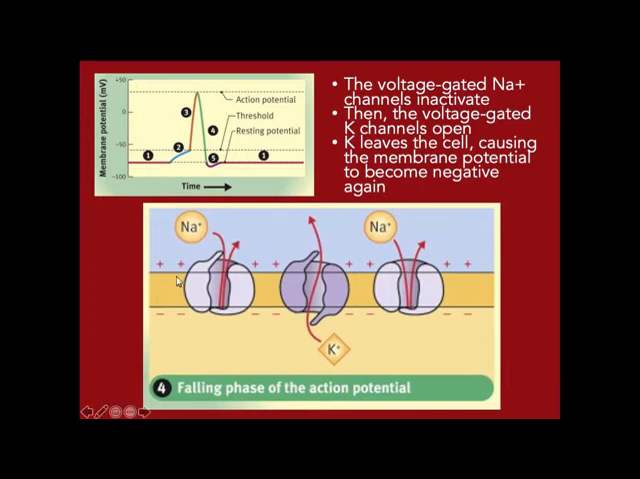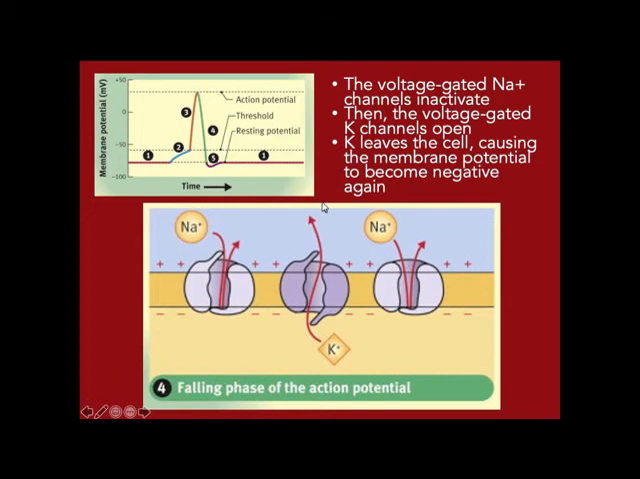And then at this point here, at the top, the thing that changes it from depolarization to repolarizing is that these voltage-gated sodium channels inactivate. So the sodium is now blocked, and then the voltage-gated potassium channels open. And so now the potassium diffuses out of the cell, and that causes the membrane potential to become negative again. Okay, so that's getting you down here.